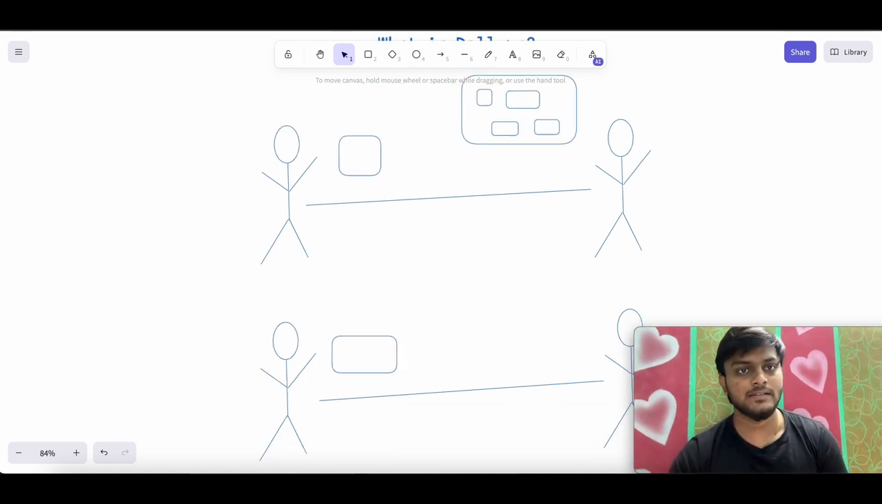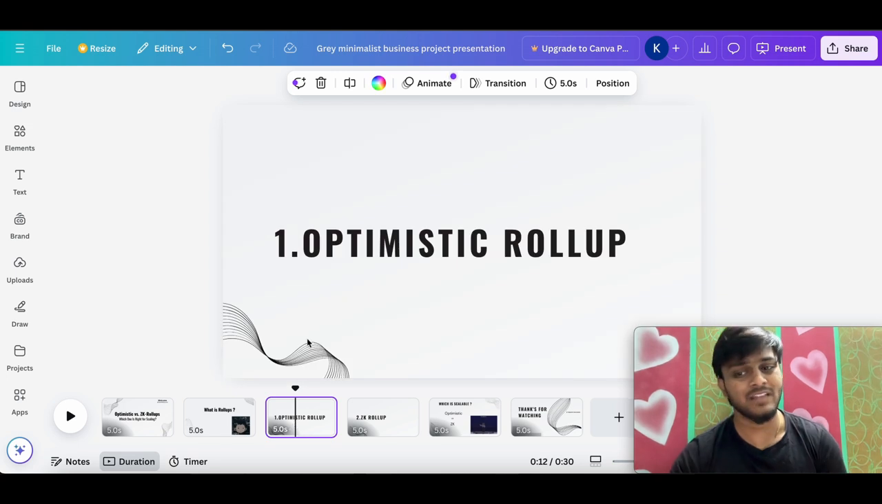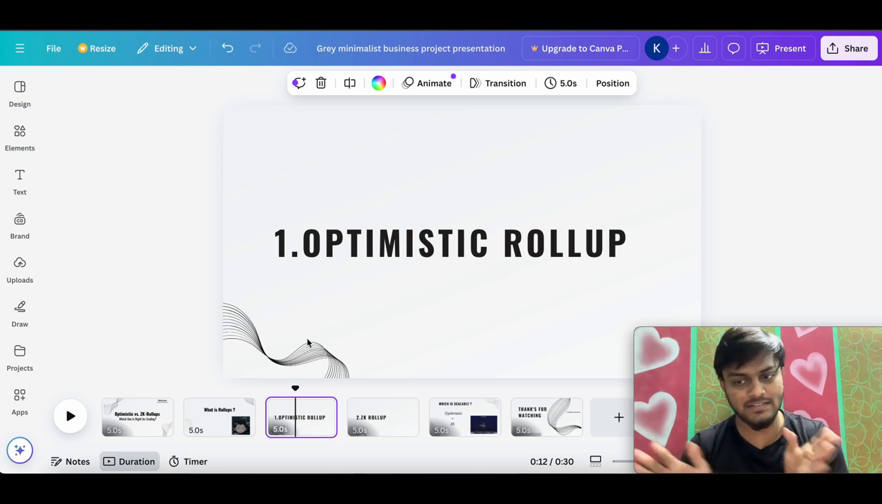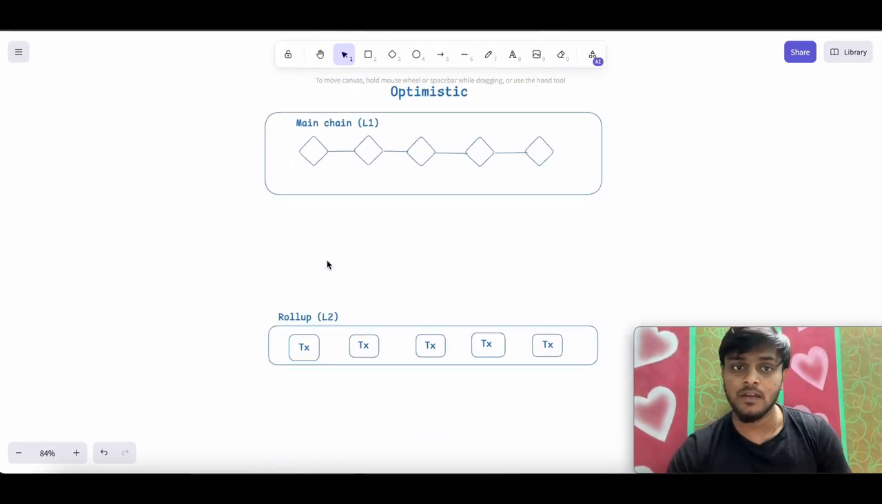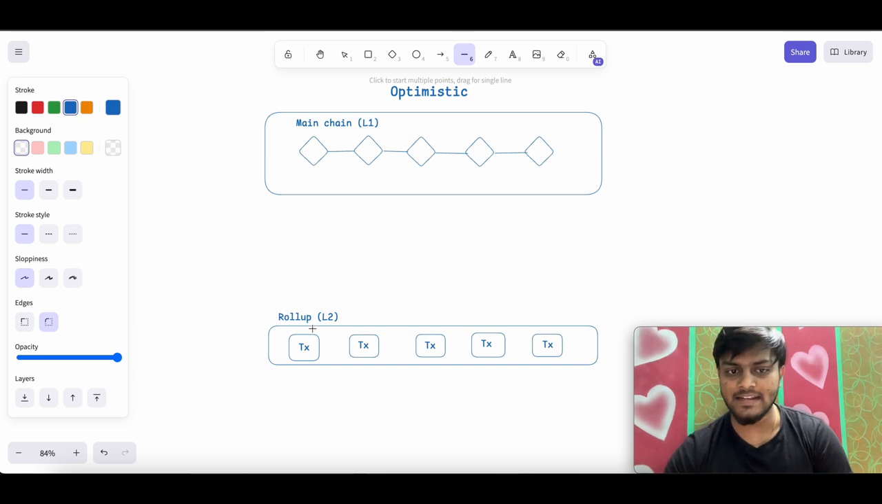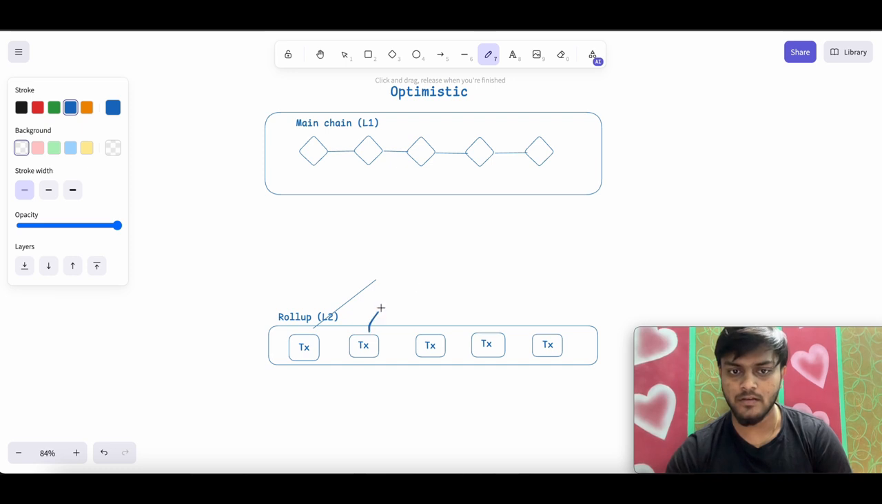Next, a rollup is divided into two types: one is optimistic and the other is ZK. First, let us see what optimistic is. As I told you, this is L1, and this is a layer 2 rollup. There are many transactions over here. In optimistic, these transactions are, let me draw, bundled like this.